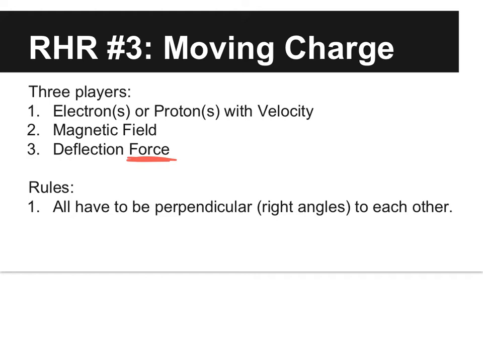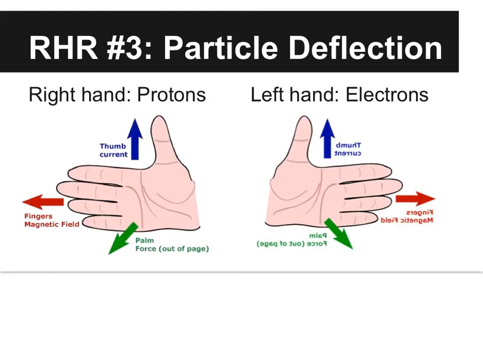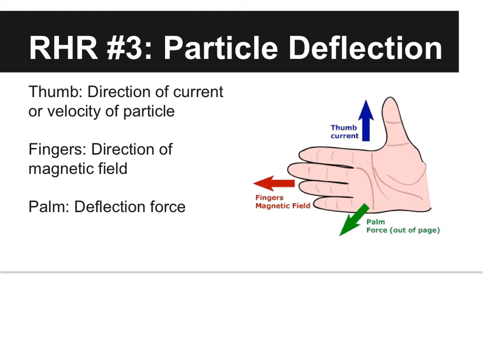The rule is that everything has to be perpendicular, or at right angles, to each other. For right-hand rule number 3, for protons we use our right hand, and for electrons we use our left hand. So just keep that in mind: protons, right hand; electrons, left hand. Now I'm going to explain what this means. We're going to practice all these right-hand rules in class, so if you're wondering why I'm not doing examples, that's because we're going to spend a lot of time working on them.